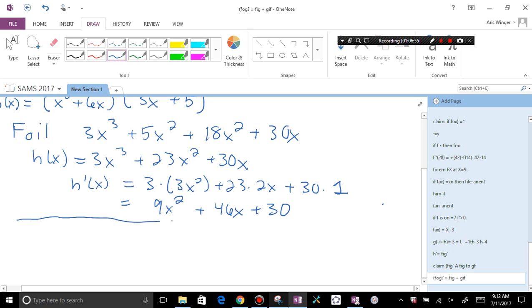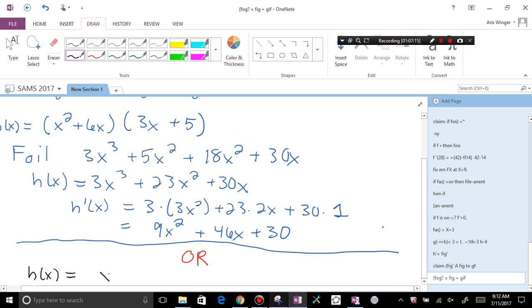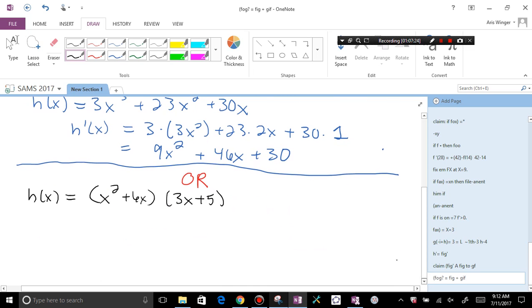If we wanted to use the product rule instead, could we assign each binomial as f of x and g? That's what I'm about to do. h of x is equal to x squared plus 6x, I'm just rewriting this, times 3x plus 5. I notice that here I am multiplying two functions. We can use the product rule. f of x is x squared plus 6x. g of x is 3x plus 5.